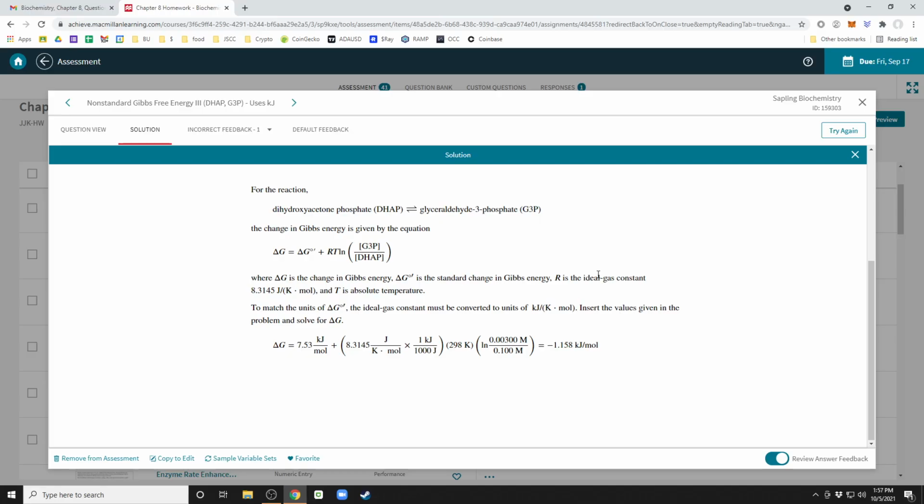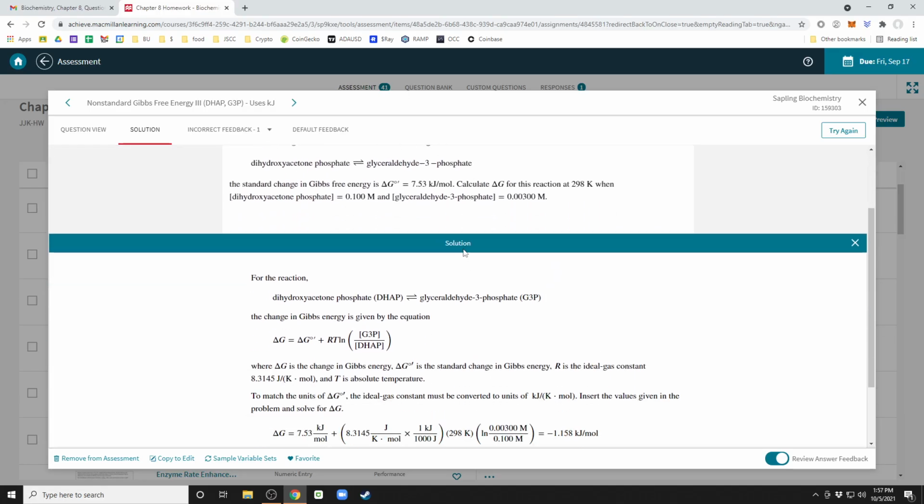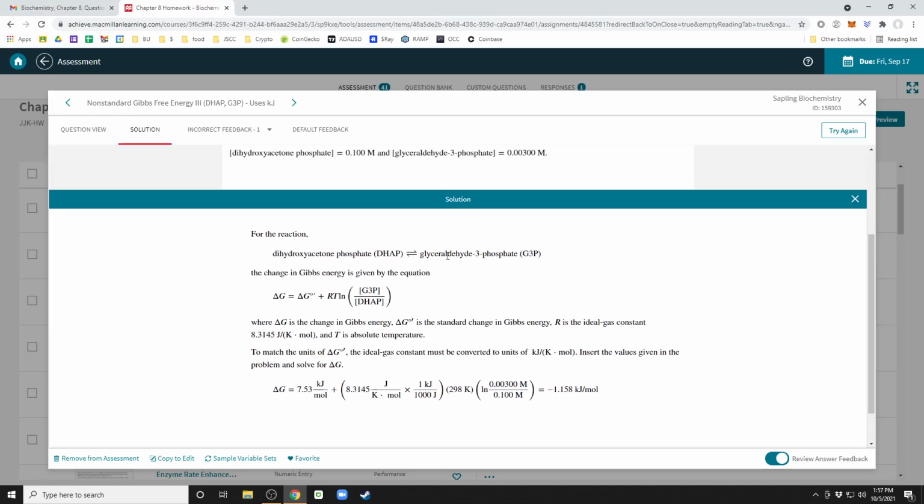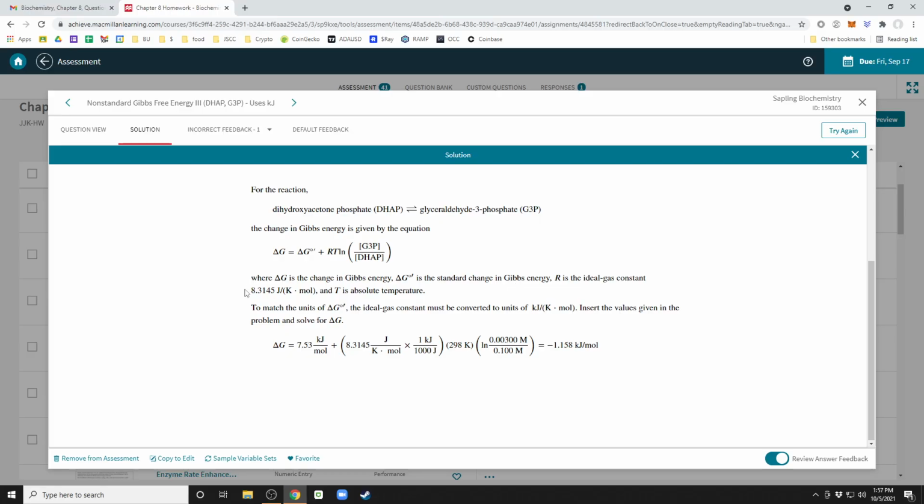Okay, so R is typically going to be in joules per Kelvin mole. You could have done all of this in joules, but the final answer you want is kilojoules per mole, so it's easier just to convert your R value, which is 8.3145 joules per Kelvin mole, into a kilojoules number. And so what you're going to do here is you have the delta G naught prime right there, plus the 8.314 R value. Right here is the conversion factor going from kilojoules to joules.